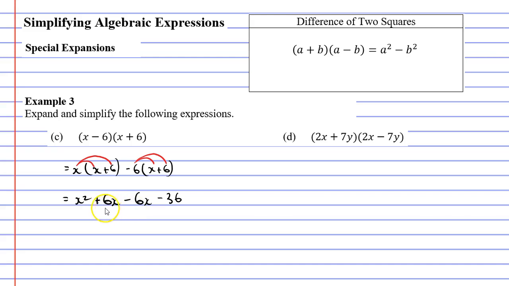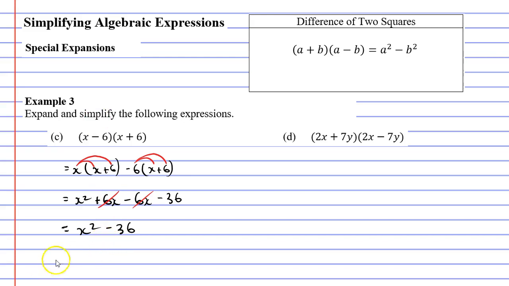So when you add 6x and then take away 6x, what happens? Well, they actually cancel each other out, which means that we're left with x squared minus 36, which is really nice because we've really shortened our expression, and I really like the difference of two squares because you're trying to simplify it, and it simplifies really nicely.